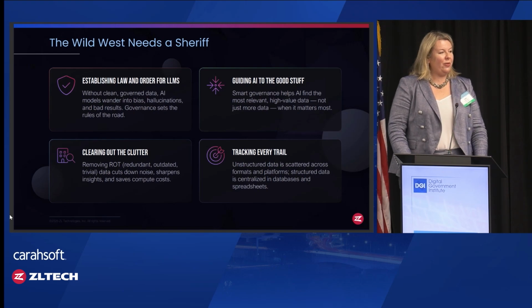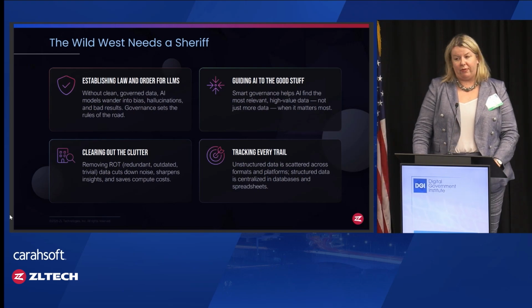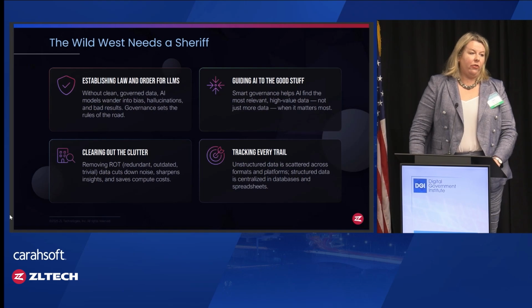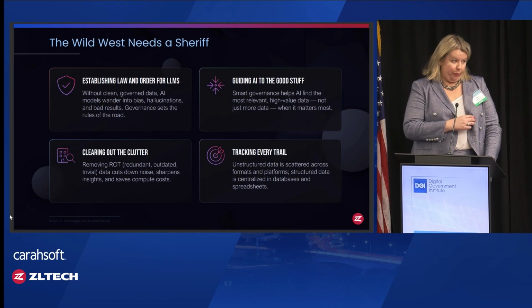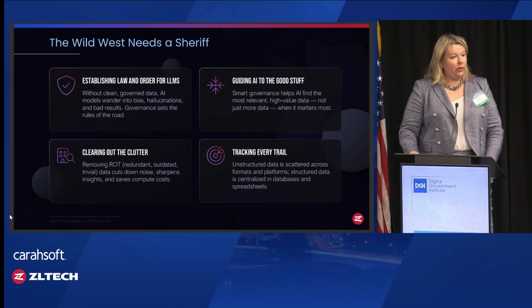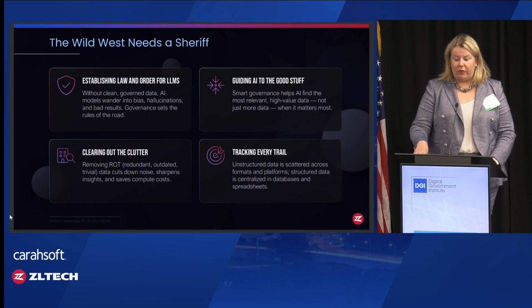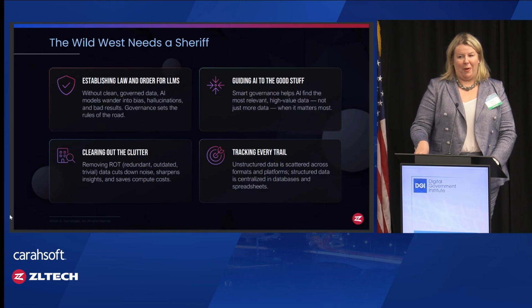So this was where I said the Wild West really needs a sheriff. If we want to start thinking about AI in a meaningful way beyond having these exciting conversations where we say AI is great, it's the future, there are some steps that we need to take first. The first thing that we really need to do is think about having clean, governed agency data to feed into the models. And I think one pervasive theme I hear is we're relying on large language models. We're going back to the ChatGPTs.